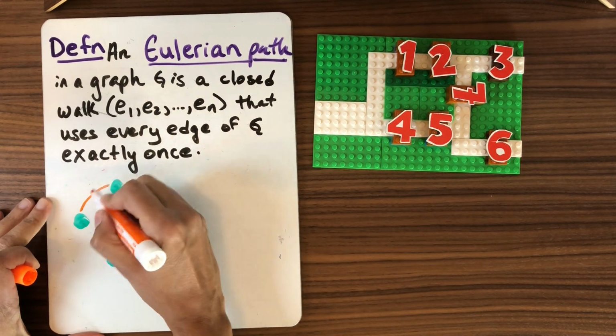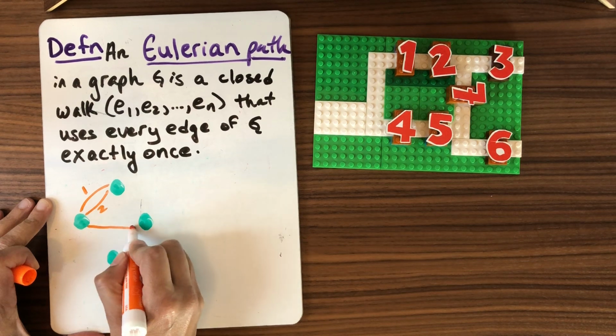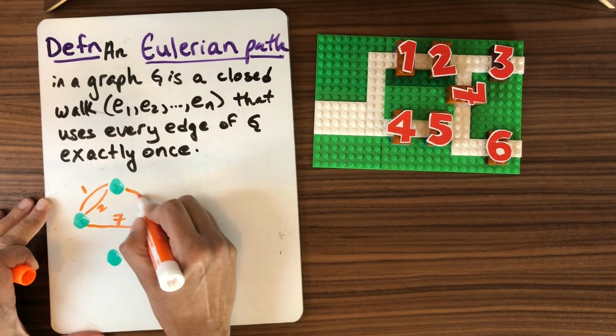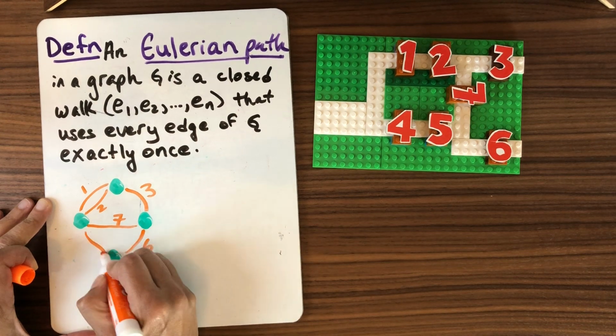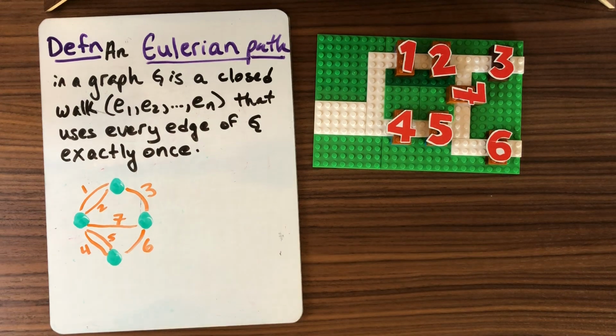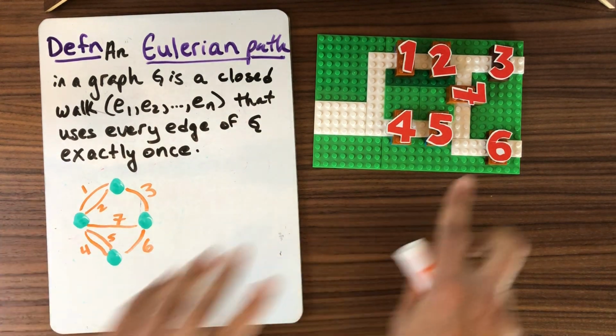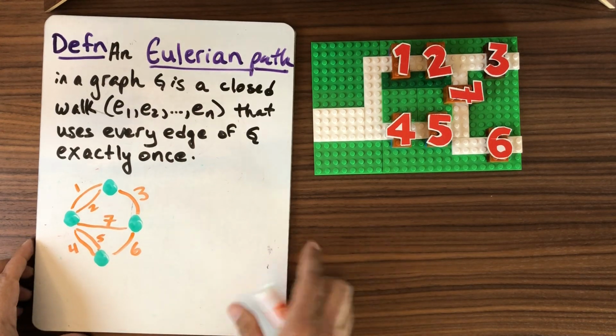Remember, we've got 2 edges here. These are bridges 1 and 2. The bridge across here is bridge 7. This bridge is bridge 3. Here's bridge 6. And here's bridge 4 and 5. Okay, so this is how I've rendered this model of Königsberg as a graph.